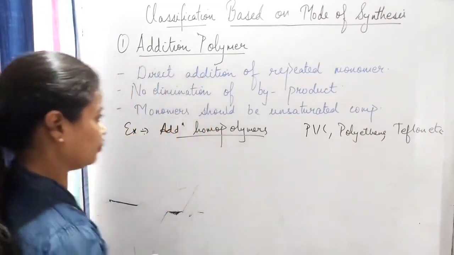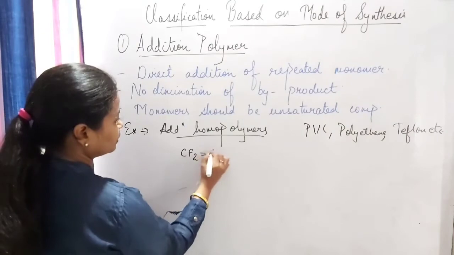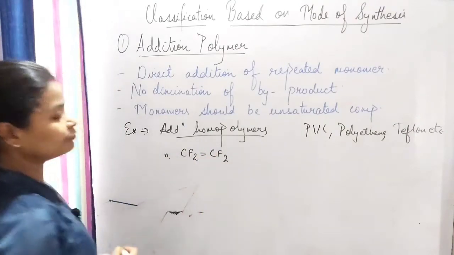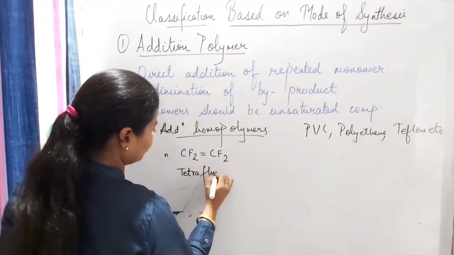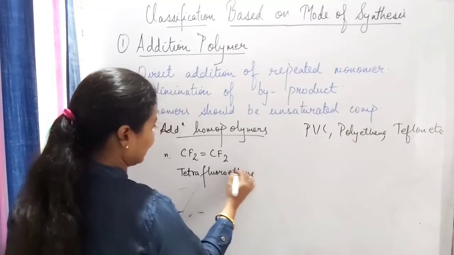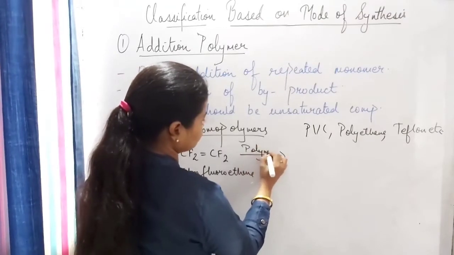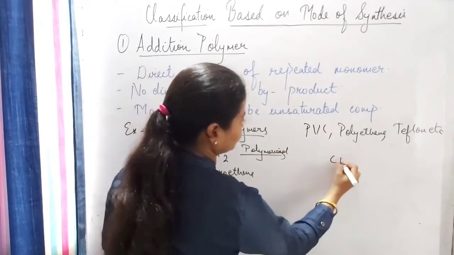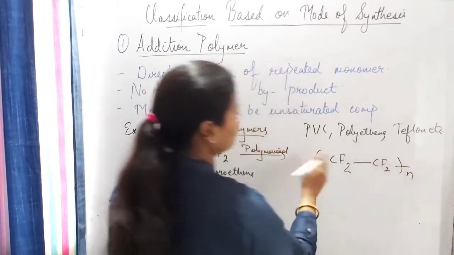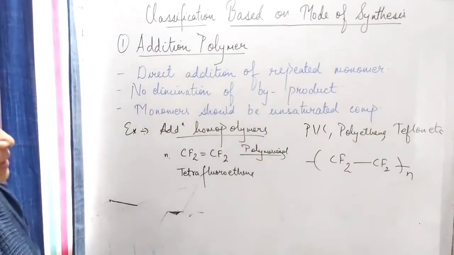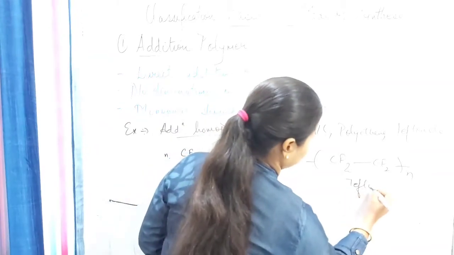Let us see Teflon. I'll give you the reaction for Teflon now. Teflon is CF2 double bond CF2. N number of CF2 double bond CF2. The name for this is tetrafluoroethene. N number of tetrafluoroethene units are getting polymerized. The pi bond will get cleaved, and the carbon atoms will bind on both sides, and such a structure we will obtain. This is known as Teflon.